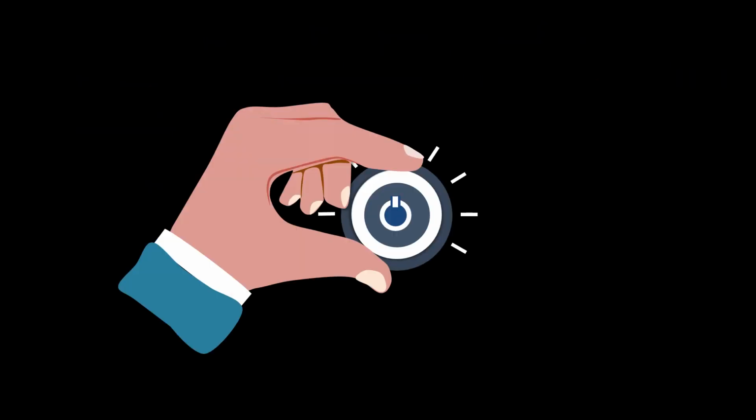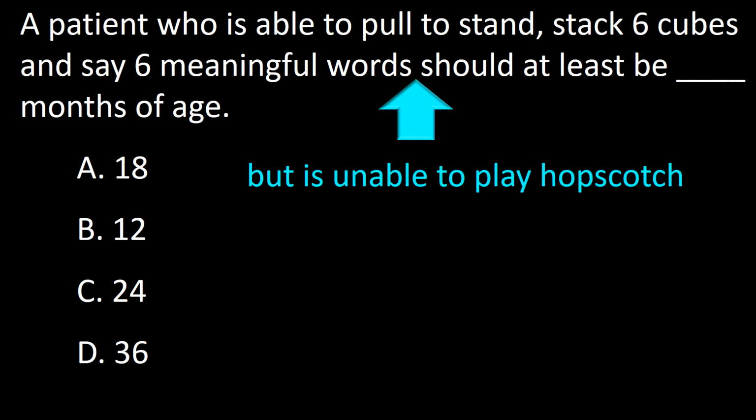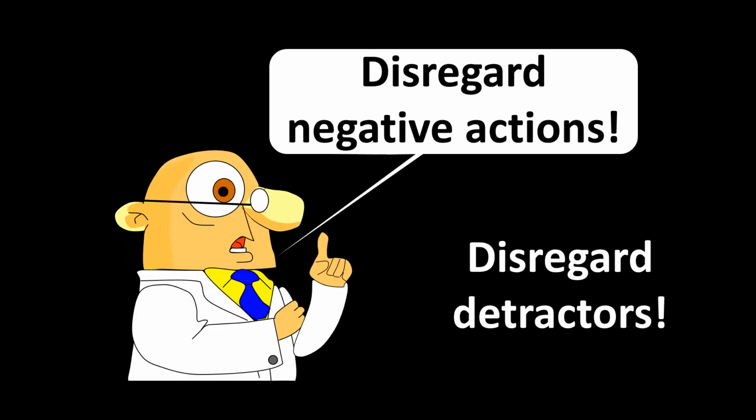Now I would like to bring another twist to the same type of question. This is the question we have used in the last example. This twist consists of adding a negative action, that is, a milestone that the patient is unable to do. In this case, as you can see, we have added "but is unable to play hopscotch." This twist is easily resolved by disregarding the negative action.